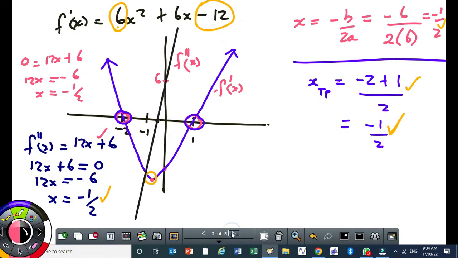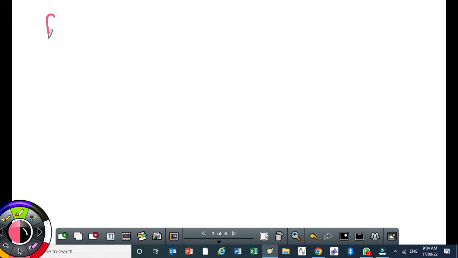Right? So f prime of x is equal to 6x squared plus 6x minus 12. Are you following that? Then let's substitute 2, x equal to 2.